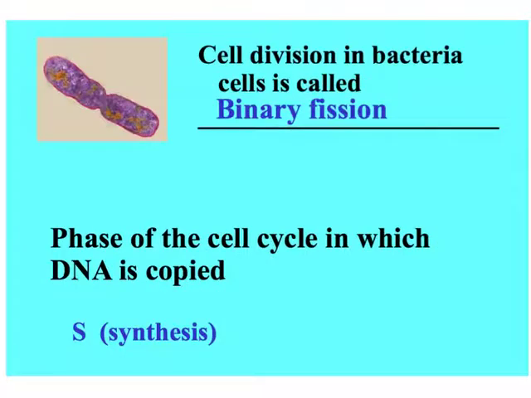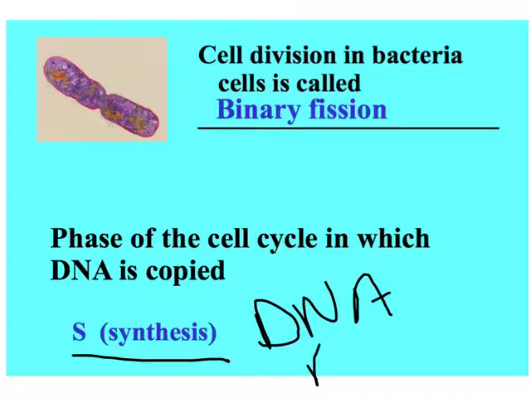It's important that you know that cell division in bacteria is called binary fission. This is different from division of our cells. We call the division of our cells mitosis and cytokinesis. The phase of the cell cycle in which DNA is copied, that would be the S phase, the synthesis phase. This is where DNA is replicated.